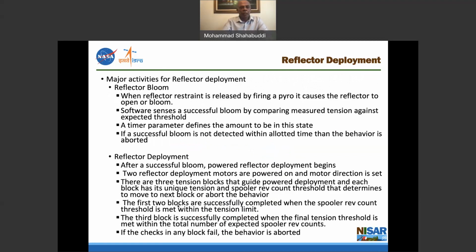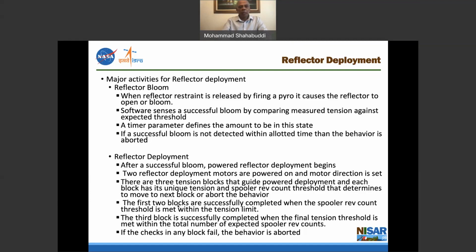The major activity for reflector deployment is the reflector bloom. When the reflector restraint is released by firing pyros, it causes the reflector to open, or bloom. Software senses a successful bloom by comparing measured tension against an expected threshold. A timer parameter defines the amount of time to be in this state. If a successful bloom is not detected within the allotted time, then the behavior is aborted.